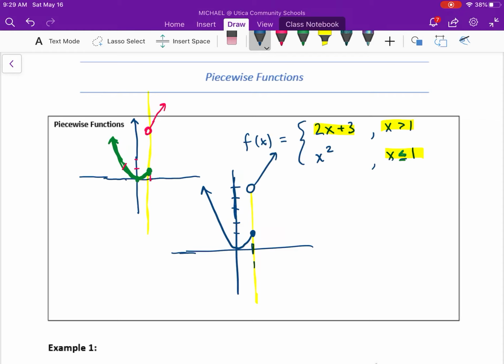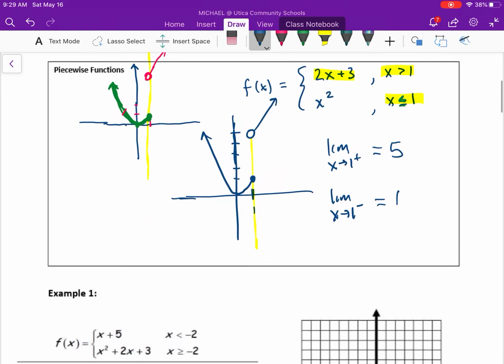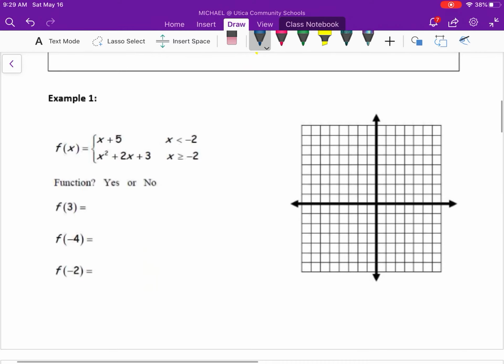To me, that's an easier way to do it, just because you can tell where it crosses. And when it comes to limits, which we'll get to tomorrow, you can see why that would make sense, why we would want to know where it crosses. So as x approaches 1 from the left, I know that that's 1, and when it approaches from the right, I know that that's 5. But we'll get to that tomorrow.